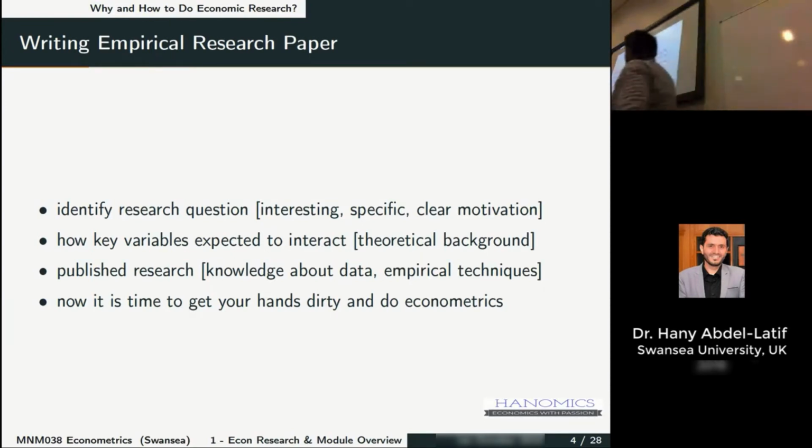And then you see where econometrics comes in? It comes last. This is where econometrics comes, at the end. After you've done this, you've done your part, you have a research question. Remember, there's no point doing research if you don't have a question to answer. So there's a very interesting question, at least to yourself, you find it interesting. You think it is interesting.